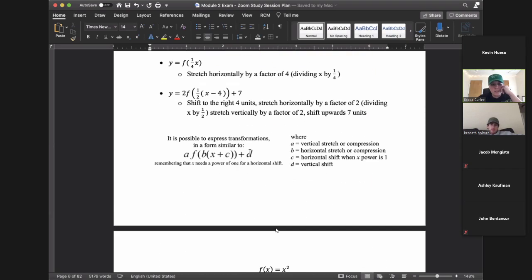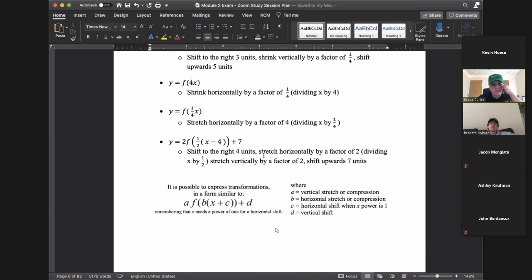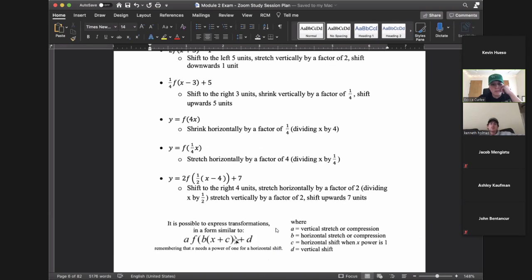Anything inside of these parentheses, you're going to work on first, which is going to be a horizontal shift. You're going to deal with horizontal shifting first, then horizontal stretching or shrinking. Then you're going to deal with the multiplication for vertical stretching or shrinking. Then you're going to deal with vertical shifting. So that's the order. That's just following PEMDAS based on this equation right here.